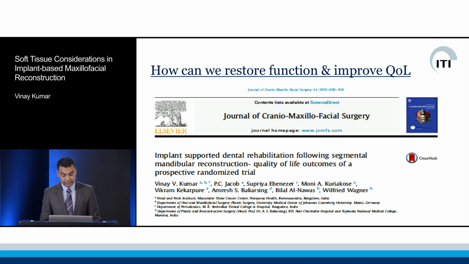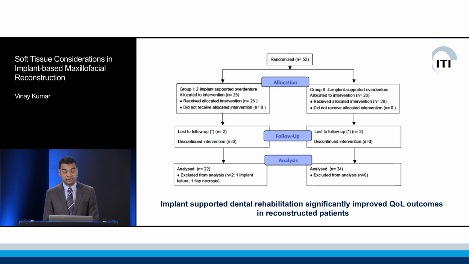We did a randomized control trial where we subjected 52 patients and randomized them into two groups. At the baseline, we found out their quality of life indices through an oral health impact profile and EORTC questionnaires. Patients were provided 2 implant-supported overdentures and 4 implant-supported overdentures and followed up for a period of 1 year. And we found that implant-supported dental rehabilitation significantly improved quality of life outcomes in reconstructed patients.